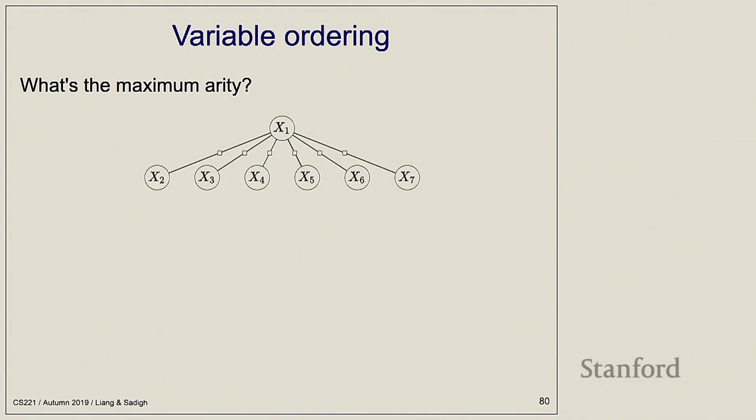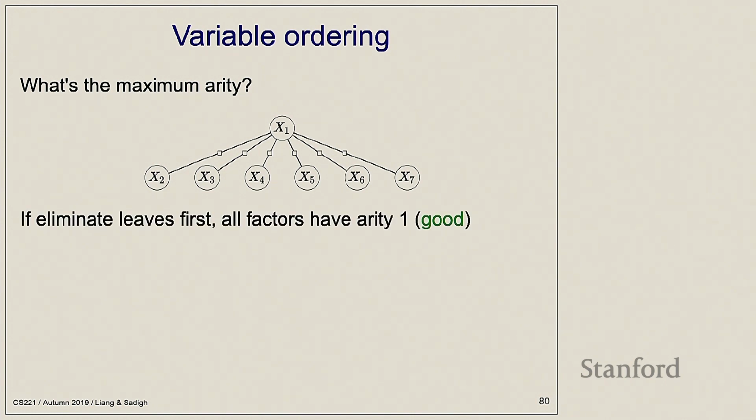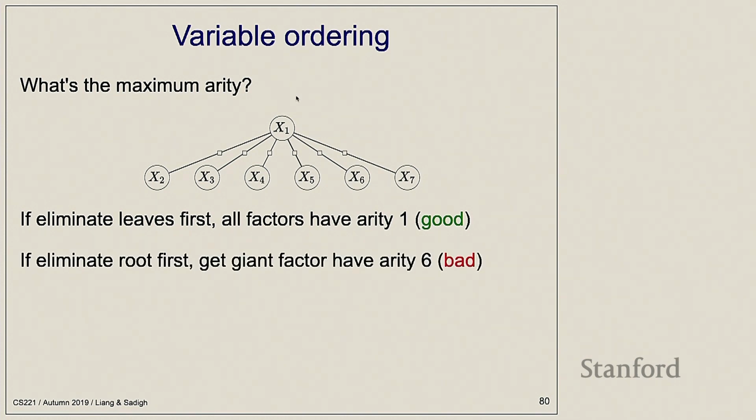But as you're going, order matters, because if you looked at this, there's two ways to do it. If you went from the leaves and eliminated each leaf variable first, then all the factors you create would have arity 1. It'd be super easy. But if you eliminated x1 first, then you get this huge giant factor, a big table with arity 6, which would be very slow. So the order really matters.